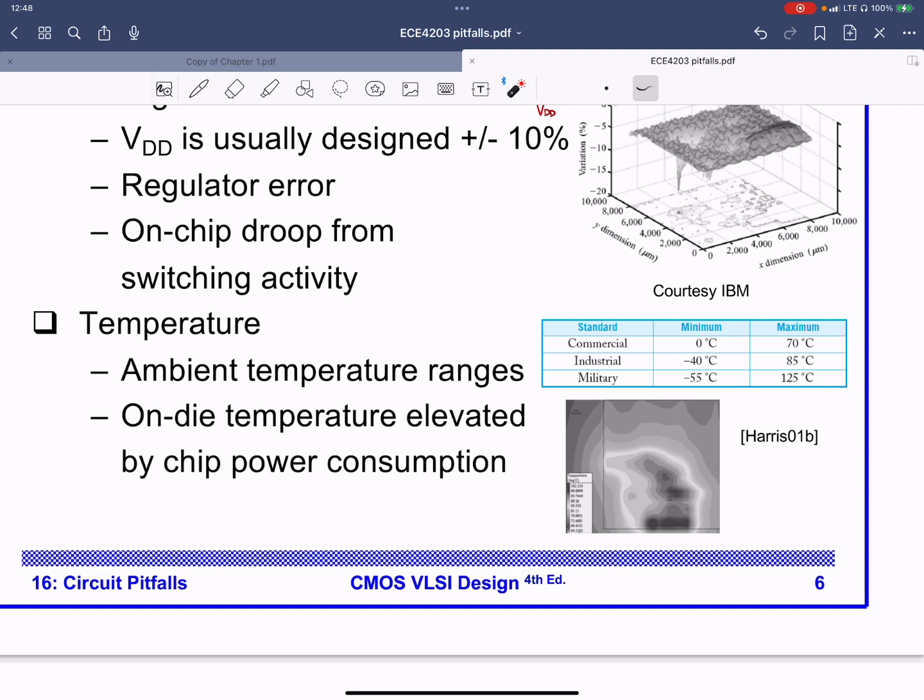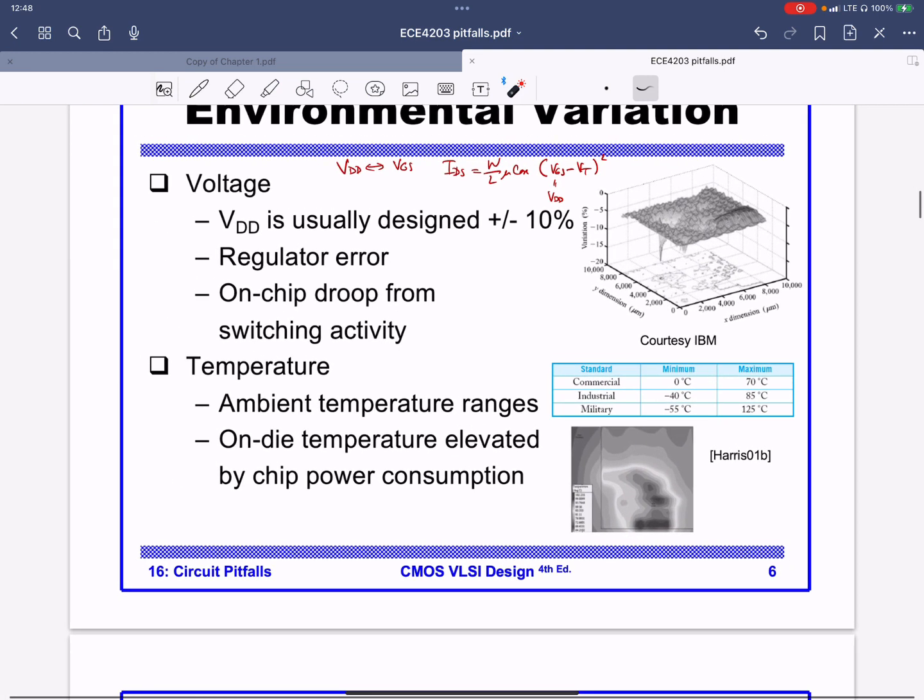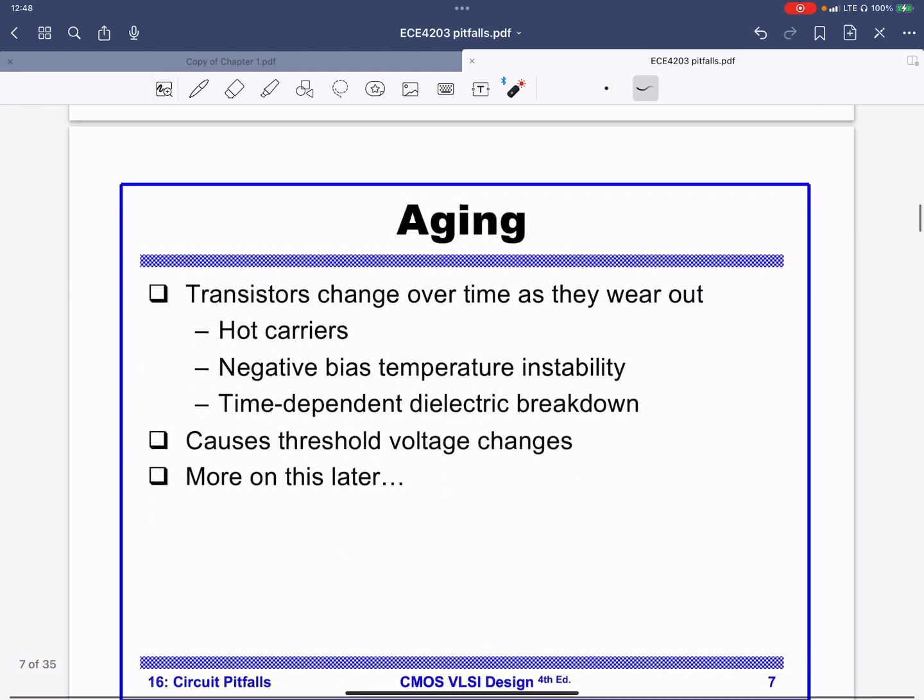This is pretty typical, where parts of the chip are going to be hotter, whether the thermal resistance to those parts is higher, or there's more activity in those areas, so there's more power consumption locally. Those areas run hotter, which means those circuits are going to slow down more. So those are the environmental effects. Okay.